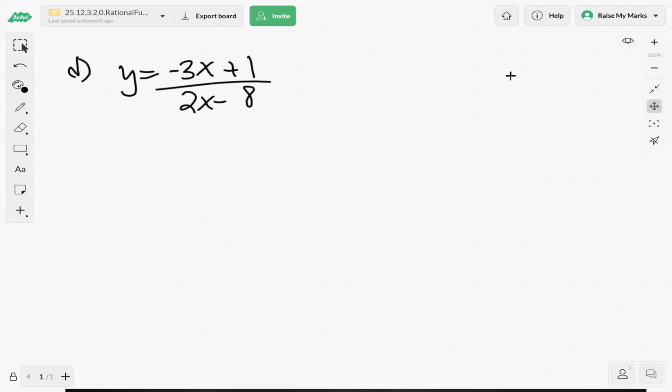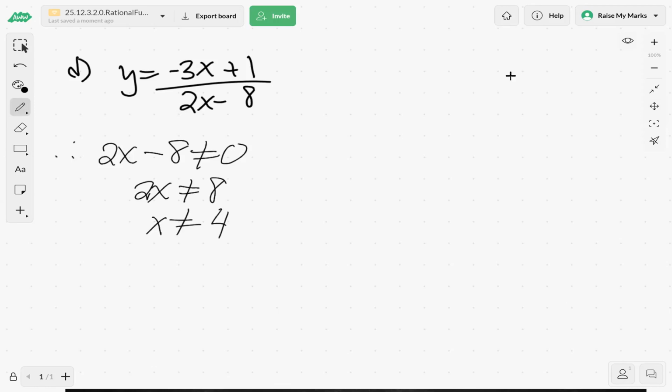And I think this is our last one. Our function is y equals -3x plus 1 over 2x minus 8. Can we factor anything here? No. Can't divide by 0, so therefore 2x minus 8 cannot equal 0. Or let's solve for x. Our x cannot equal 4. So therefore x equals 4, when x does equal 4, it is a horizontal asymptote. So we've seen a couple of holes and horizontal asymptotes today.